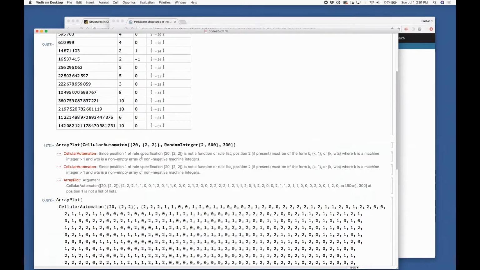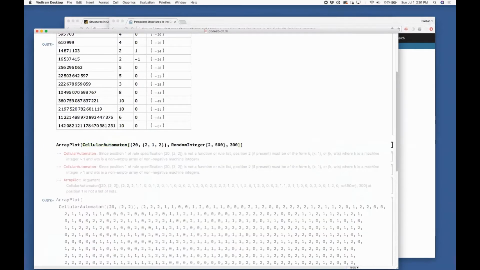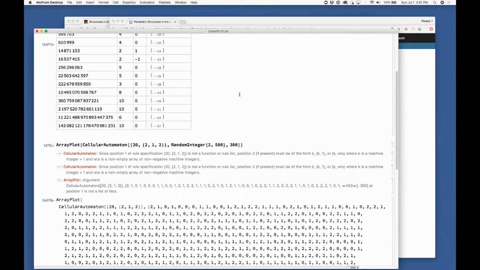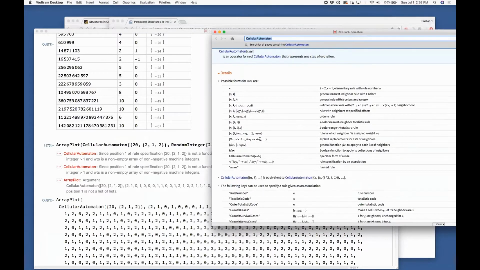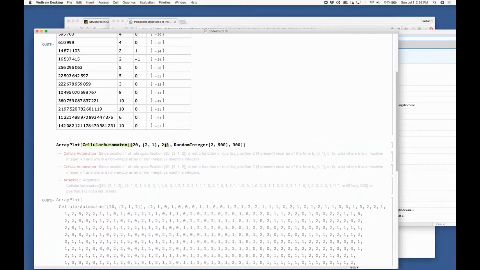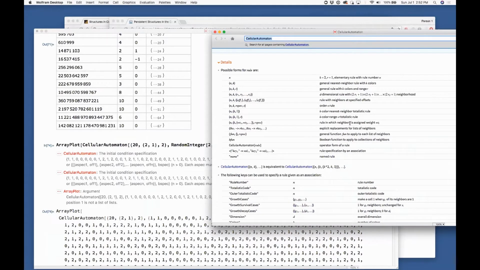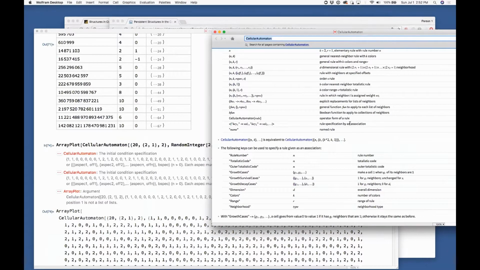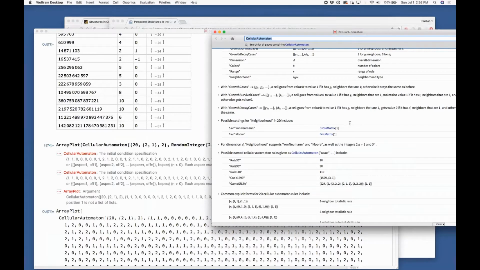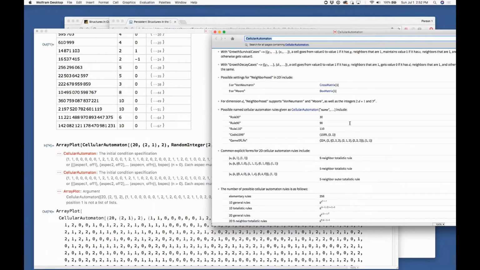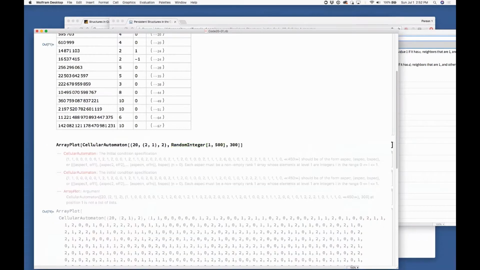Since position 1 of the rule specification is not a functional rule, its position 2 must be of the form. Oh, maybe it's that. No, you know what? I should actually read the documentation. Shocking idea. Okay, so this says, rule number, yes. It's this, I think. Oh, come on. What am I doing wrong? So let's see. General rule with nearest neighbors. Totalistic. One thing I could do is just use the. It's a two-color cellular automaton. Yes. Brilliant. Thank you. Yes.